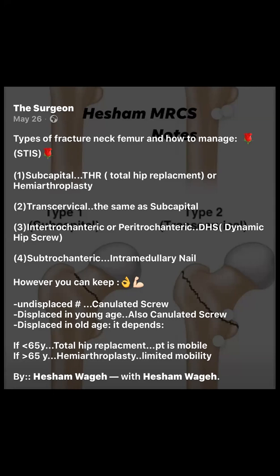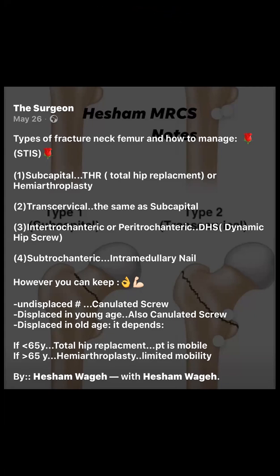I will repeat it again. Types of fracture of neck of femur are STIS: subcapital, transcervical, intertrochanteric, and subtrochanteric. Subcapital and transcervical are managed by total hip replacement, intertrochanteric by DHS, subtrochanteric by intramedullary nail.